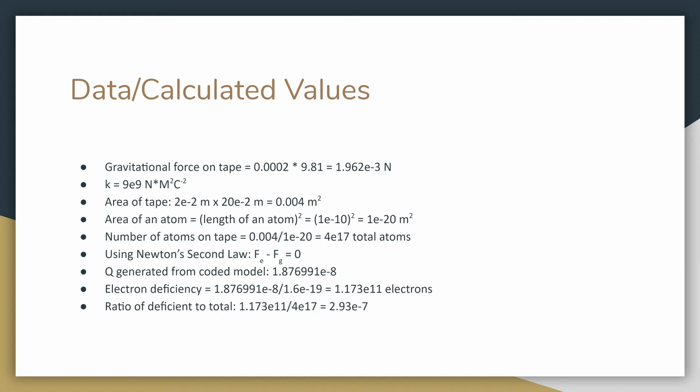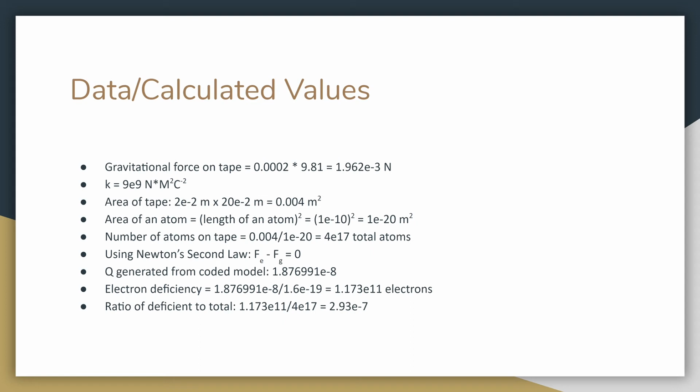Using Newton's second law, as I described earlier, we can set the electric force equal to the gravitational force because they are the only two forces acting on the upper tape. So the charge on the upper tape generated from our coded model in GlowScript is going to be about 1.88 times 10 to the negative 8th power coulombs.